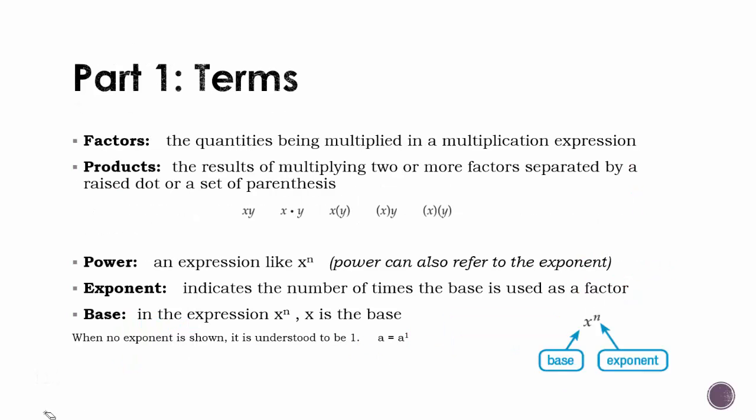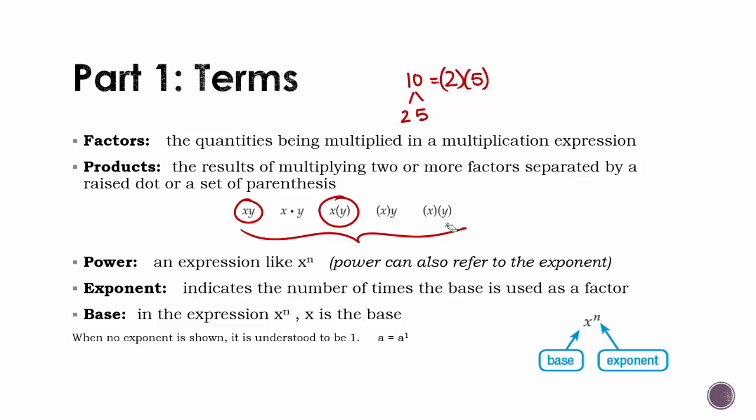Factors are quantities being multiplied in a multiplication expression. So you guys remember making factor trees back in the day? Like 10, you'd factor it into 2 and 5. 2 times 5 gives you 10. Those were the factors of it. And products is what you get when you multiply 2 or more factors. And then we represent these a bunch of different ways. We tend to use this guy and this guy a lot. We don't tend to use the dot very often because it could look like a decimal depending on your handwriting. And we usually put parentheses around the second thing, but all of these are totally acceptable ways to write a product.